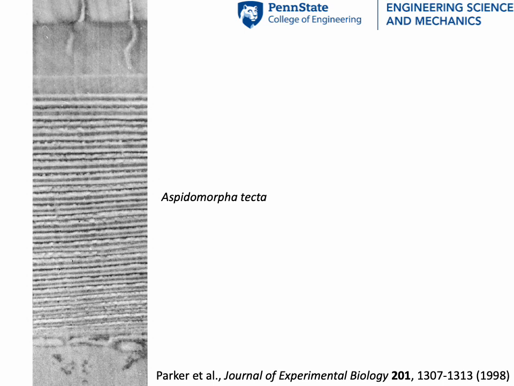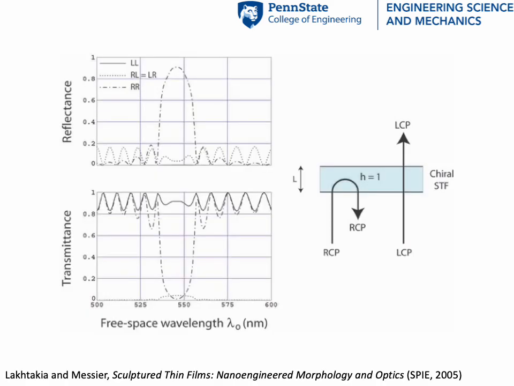I decided to examine the resilience of this phenomenon theoretically. I chose the problem of reflection and transmission of normally incident light by a structurally right-handed chiral sculpture thin film. This structure, when perfectly ordered, will preferentially reflect right circularly polarized light in a specific spectral regime, but not left circularly polarized light in that same spectral regime.